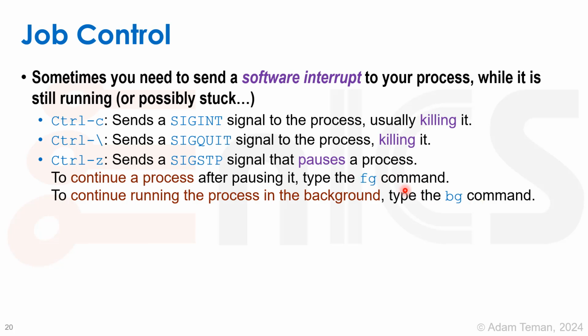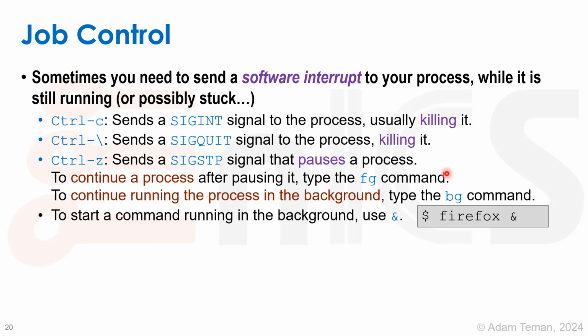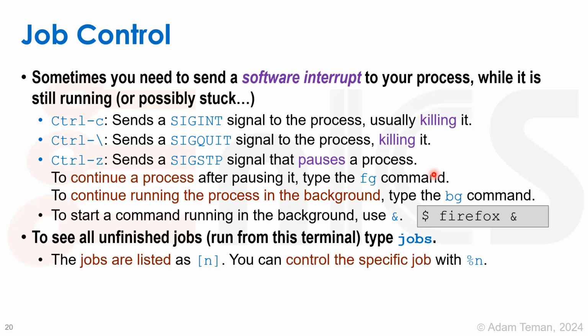Now, the thing is, what if we ran several processes and paused them? Which one do we put in the background and foreground? We can see by running the command jobs which processes are currently running. So we run jobs, and we'll see all the processes in square brackets with a number. And then if we do FG percentage whatever the number was, it will put that process in the foreground, or BG percentage the number will put it in the background.